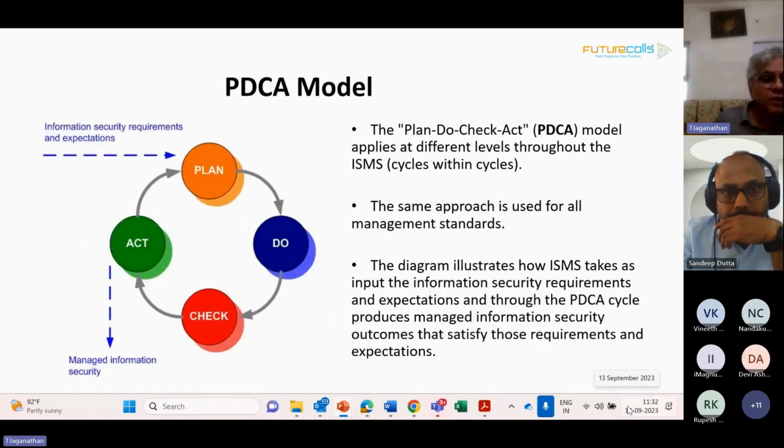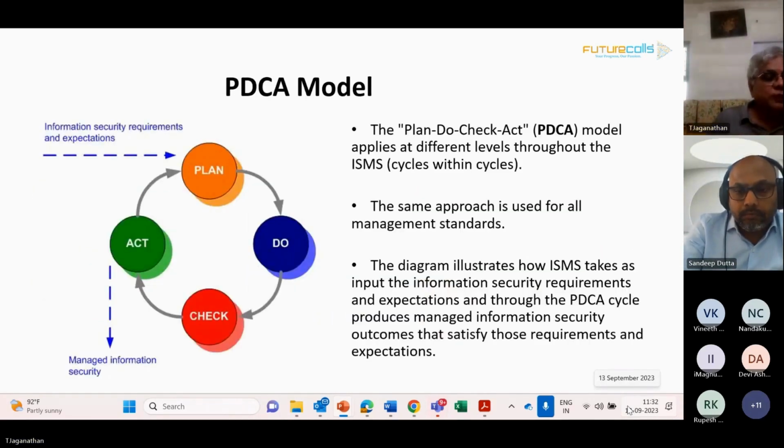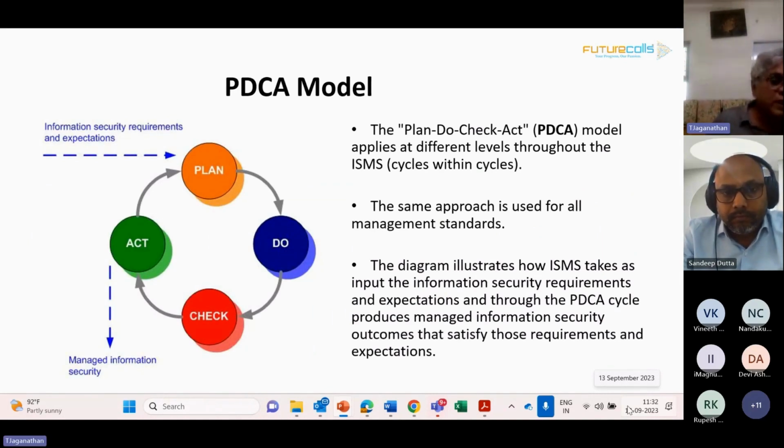PDCA. This is the PDCA cycle in a management system. First, the requirements and expectations from the stakeholders are the input for the whole cycle of the management system. Based on the requirements and expectations, you do the planning. After doing the planning, do the implementation. After implementation, keep checking it periodically, whatever period you define. Keep checking it, see whether it's continuing to meet or not meeting.